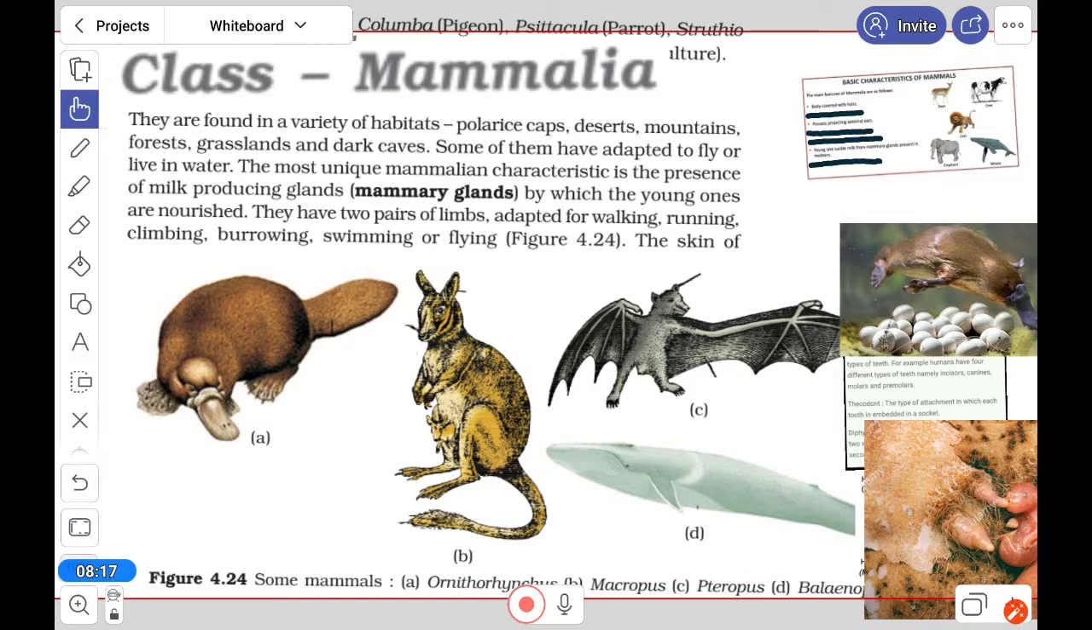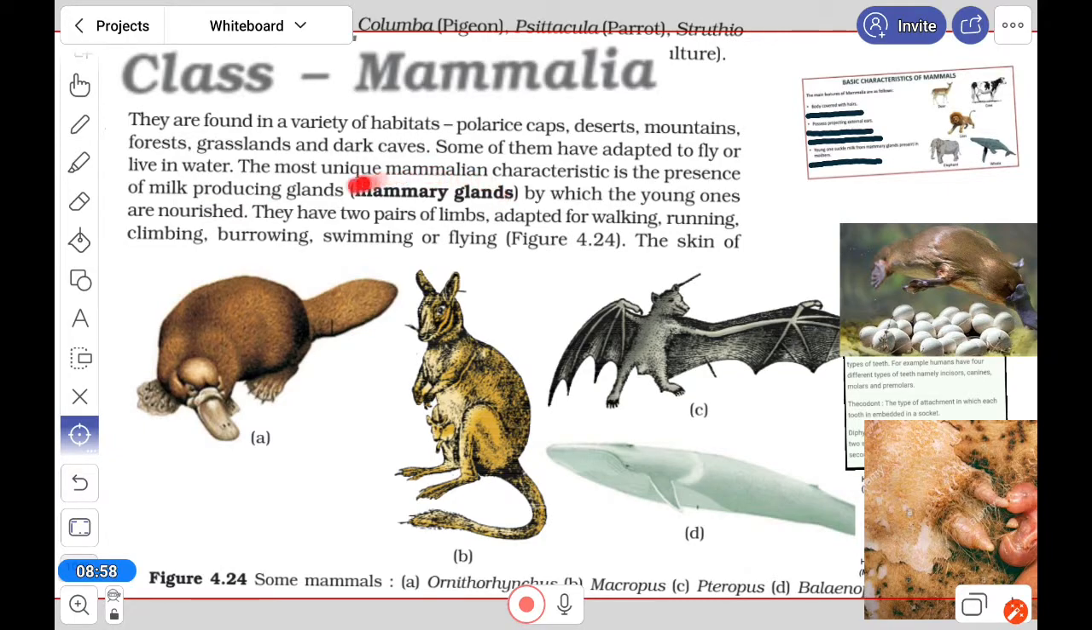Class Mammalia. They are found in a variety of habitats: polar cap, desert, mountain, forest, grassland. It means they are cosmopolitan; everywhere they are present. They are warm-blooded, and in the classification category, they are the last. It means they are the most advanced, in another way we can say. Some of them have adapted to fly, live in the water, and have some unique characteristics.